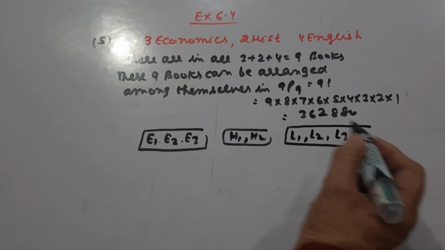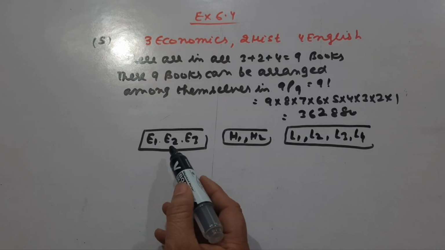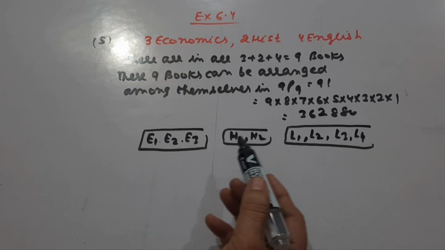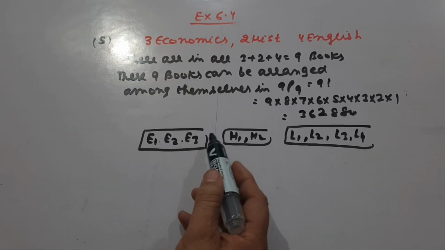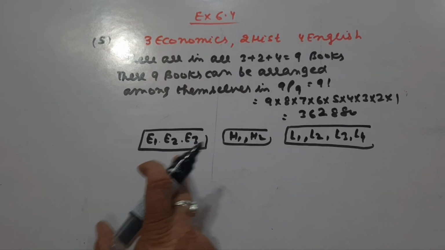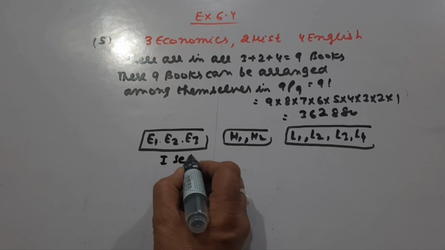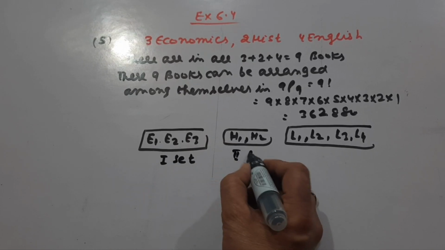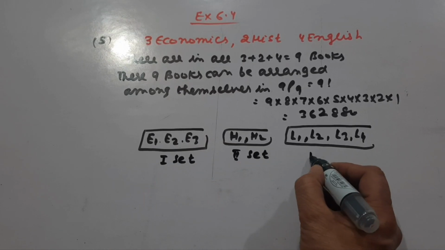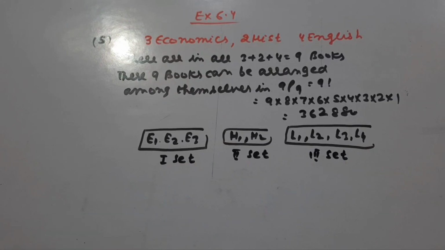Now according to this part, the number of possible arrangements if the books on a particular subject are to be together. It means English books, history books and economics books, they should remain together. Now students, if we see, there are three sets. This is the first set of economics books, second set of history books, and third set of English books. So there are 3 sets of books.